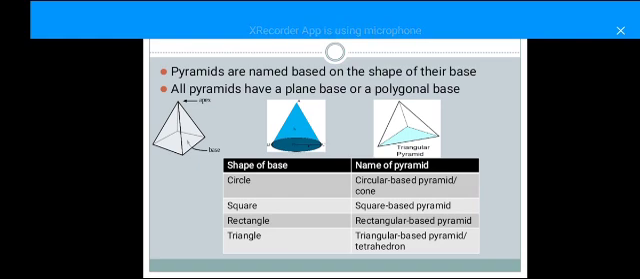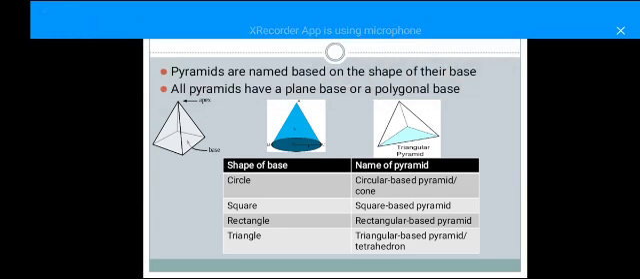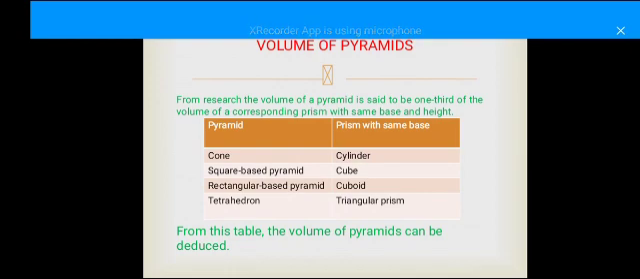For example, if the shape of the base is a circle, then we call it circular base pyramid, and that is what is commonly called a cone. If the shape of the base is a square, then we can call it square base pyramid. If the shape of the base is a rectangle, then we can call it a rectangular base pyramid. If the shape of the base is a triangle, then we can call it triangular base pyramid or tetrahedron. So these are the basic pyramids that we have.